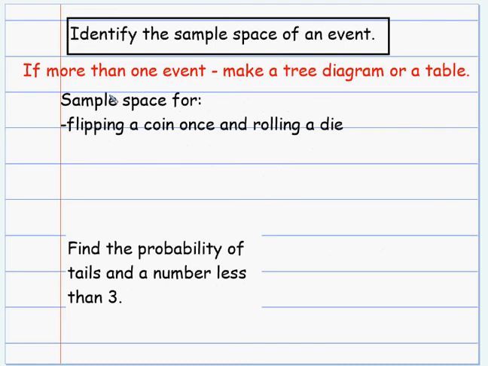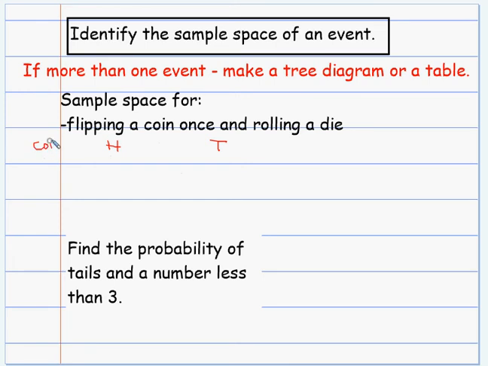Again, with the sample space, if there's more than one event, make a tree diagram or a table. So the sample space for flipping a coin once and rolling a die or a number cube. Alright, so here's how this works. If I flip a coin once, what are the outcomes that can happen? We're going to use this tree diagram. I can get heads and tails. Okay, that's once. Then I'm going to roll the number cube.